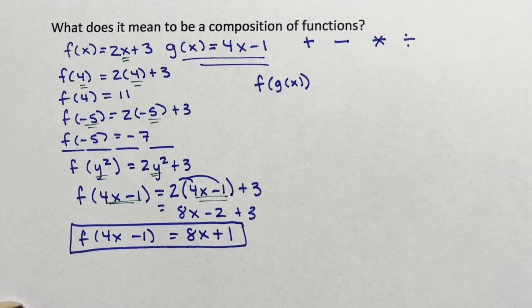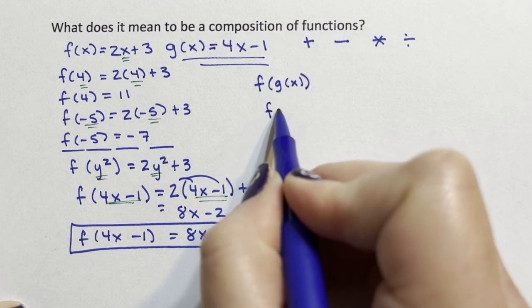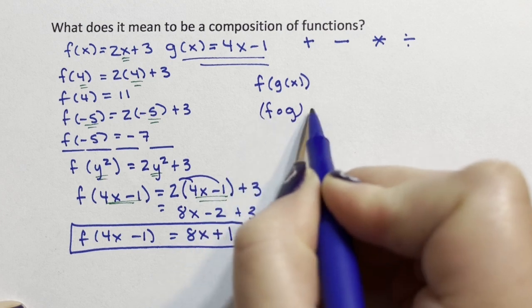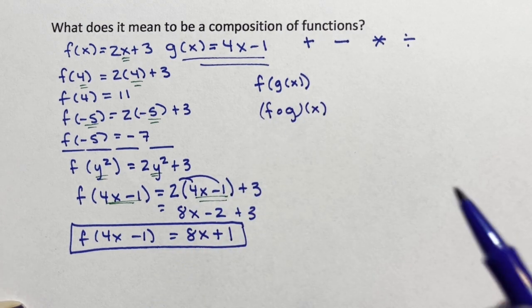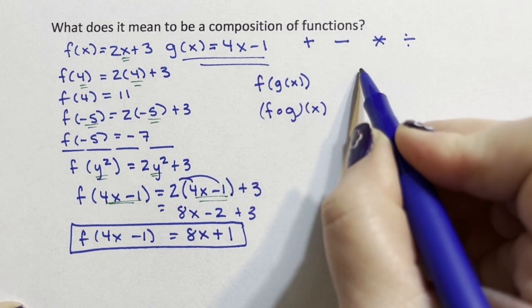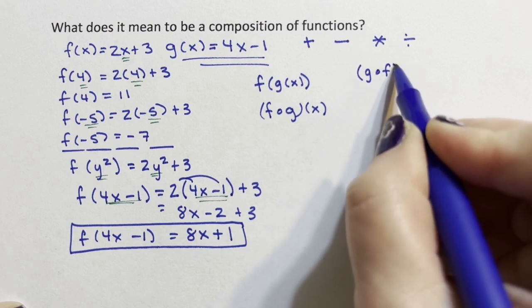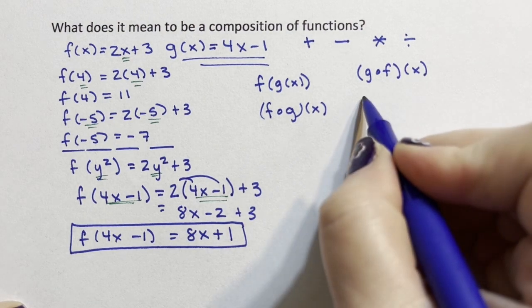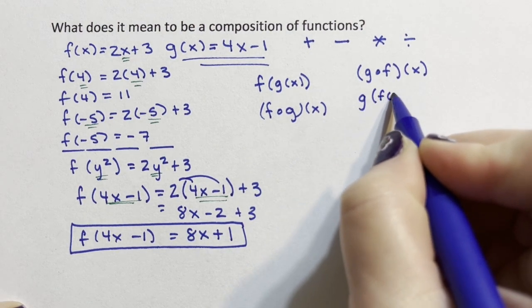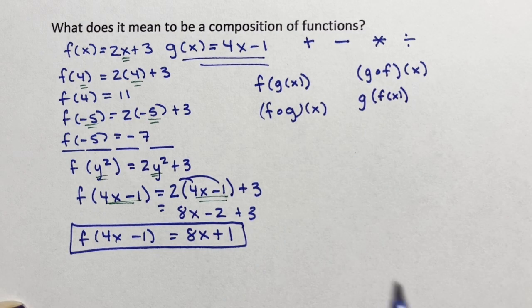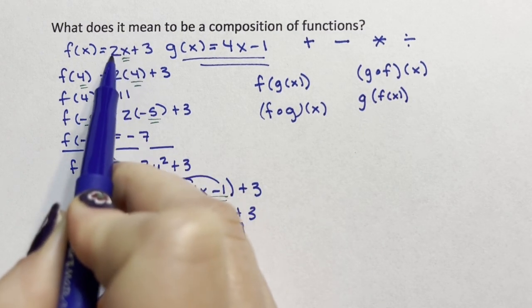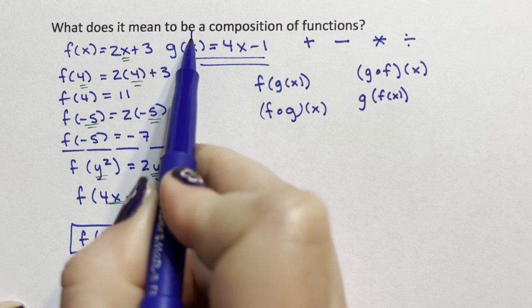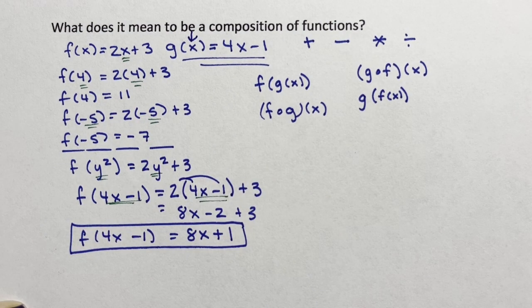And we can actually smooth this out even more and say f of g of x. I could do it the other way around. I could say find g of f of x. And if I say g of f of x, that's saying take g of x and put f of x into it. It's saying put this function, 2x plus 3, into the input of this function.